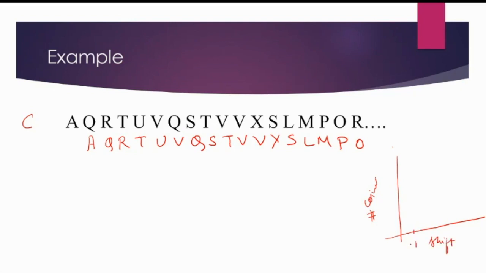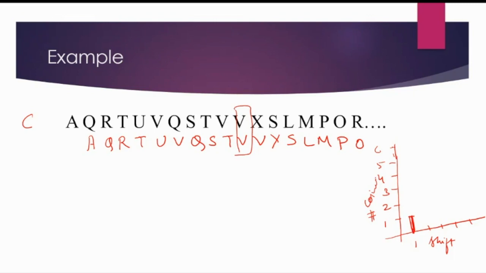One. One coincidence, where is it? V matching with V. Yes, V matching with V. So when we shift by 1, we get this one coincidence, right?